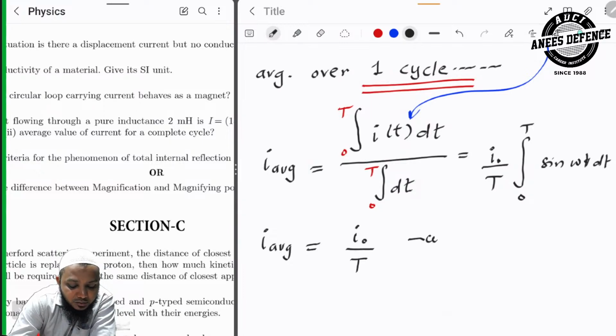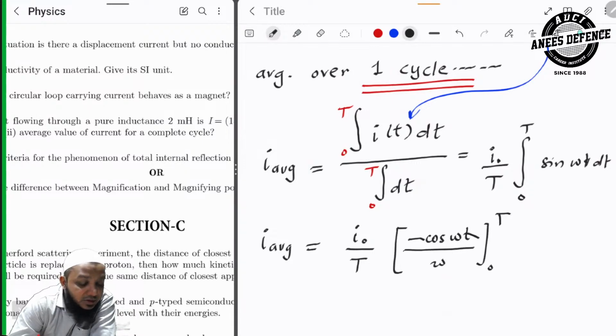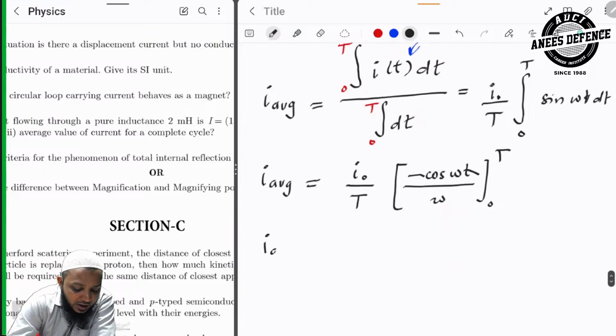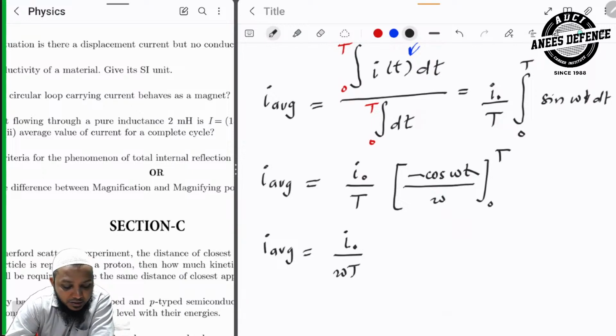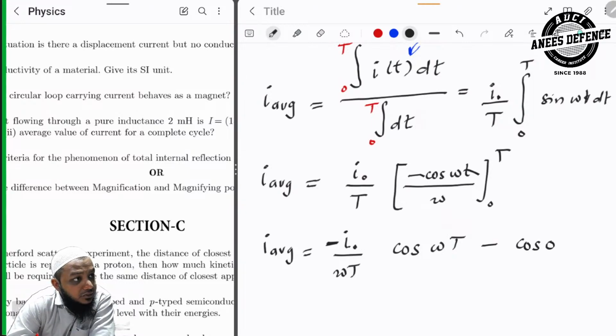Integration of sine omega t will be minus cos omega t upon omega. Correct? It will be 0 to capital T. Right? So therefore I average will be equal to I naught upon omega capital T. I will take that negative outside the integration. Negative and omega can be taken outside the integration. Now applying the limits. Cos omega t we have, na. So cos omega capital T. Substitute upper limit minus substitute lower limit. What I did, instead of time, I have put capital T as upper limit and 0 as lower limit.